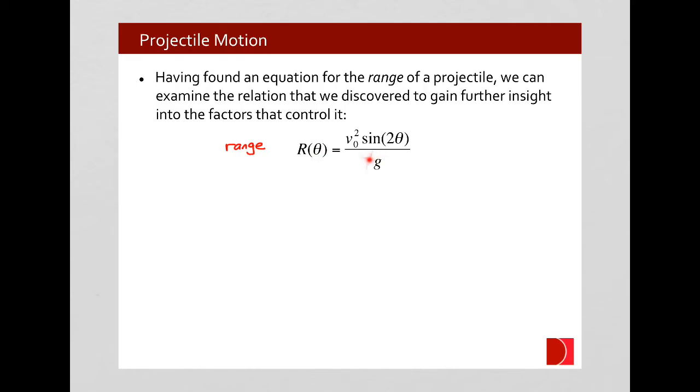But we imagine that gravity is dependent on the planet, which for our case is Earth, and our launcher, whatever kind of projectile launcher we have, will tell us about our initial velocity. But we do have this control over our angle theta, and it's not really clear what that is. So if we want to know how the range depends on our angle theta, we can look at what angle theta will give us the greatest range, and see what that relationship is.